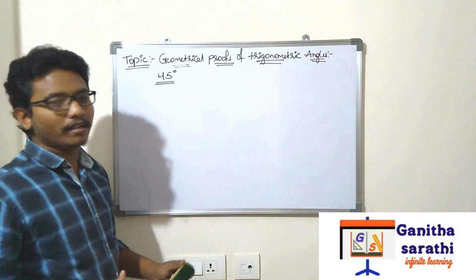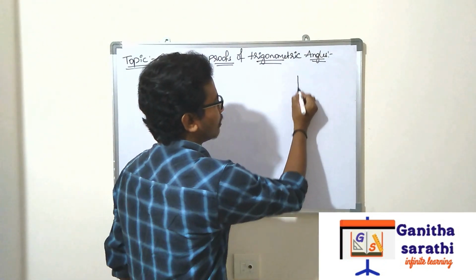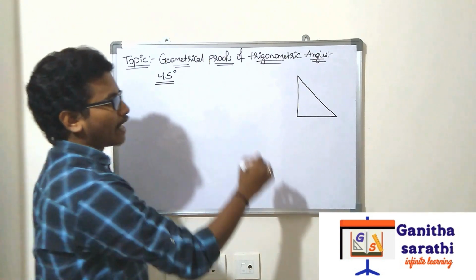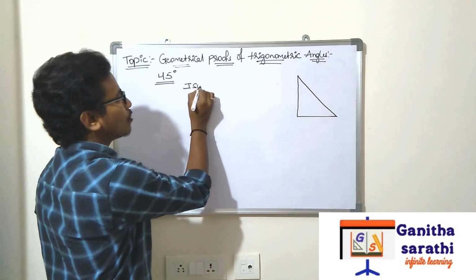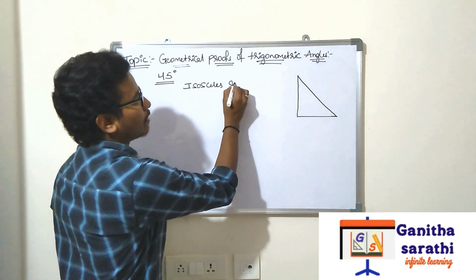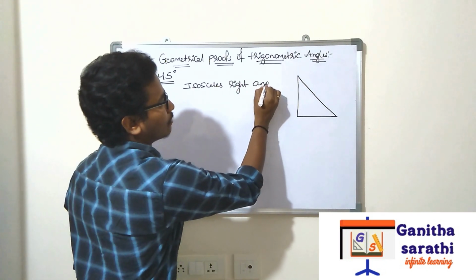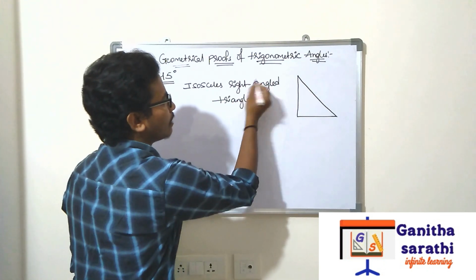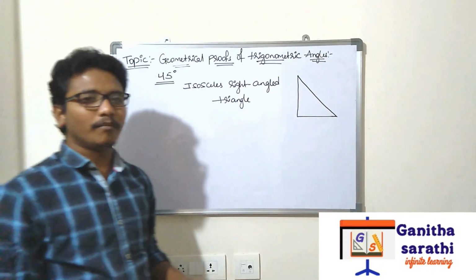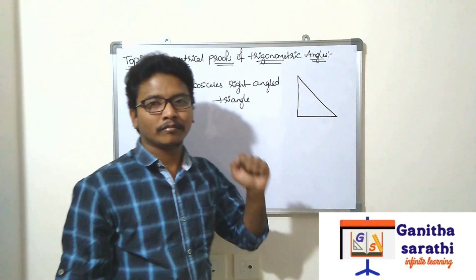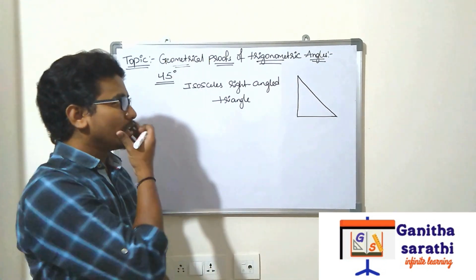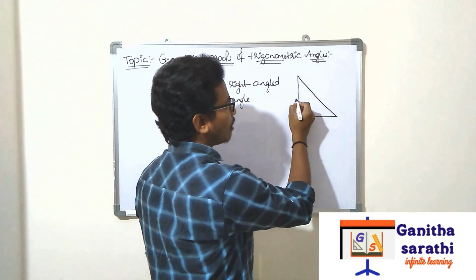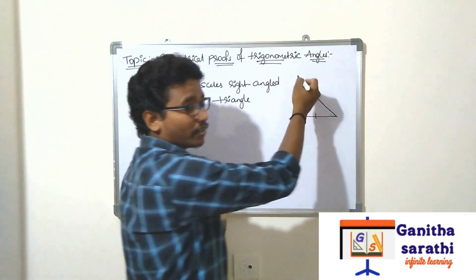How will we find them? By using this geometrically. First, draw a right angle triangle. The right angle triangle should be an isosceles right angled triangle. What is meant by an isosceles triangle? Isosceles triangle means two sides should be equal. So in an isosceles right angle triangle, which two sides can you make equal? You can make the perpendicular side and the base side equal. You should not make the hypotenuse side equal.